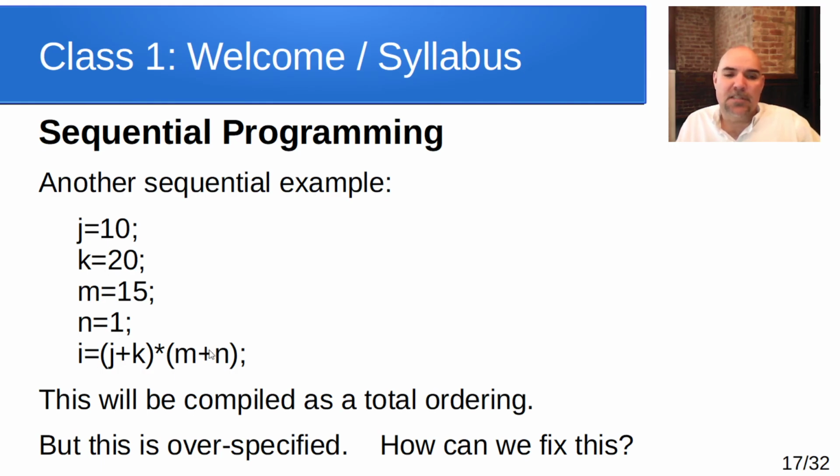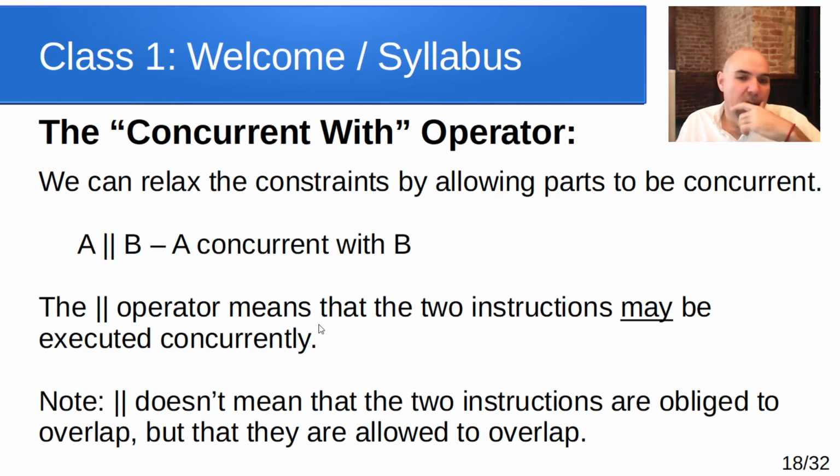All right, so how can we fix that problem? Well, we can relax the constraints by allowing parts of that to happen concurrently. In other words, allowing them to overlap each other, to happen at the same time. Now we're going to introduce a new operator here called the concurrent with operator. What we're doing right now, this double vertical bar, we're using that as the concurrency operator. That's not logical OR like it is in C or C++. That's the concurrency operator with how we're using it right now.